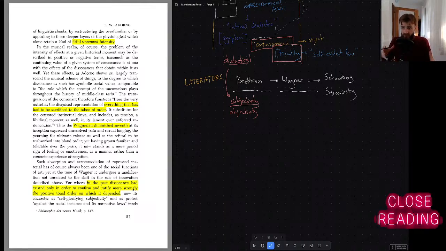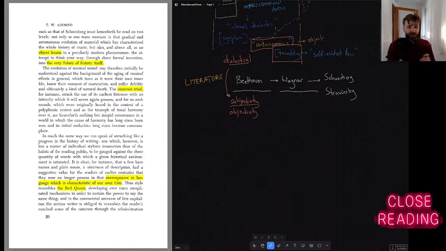So having a tonal center basically means it sounds like it's all in the same key, roughly, and the whole piece progresses around being in that same key. There is an idea of this common triad that is brought up here, and this common triad is really what is associated with that era of pieces with a tonal center, right? So here, Jameson says the common triad, for instance, struck the ear of its earliest listeners with an intensity with which it will never again possess.